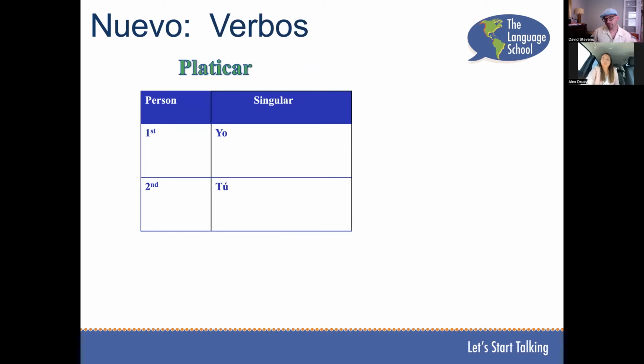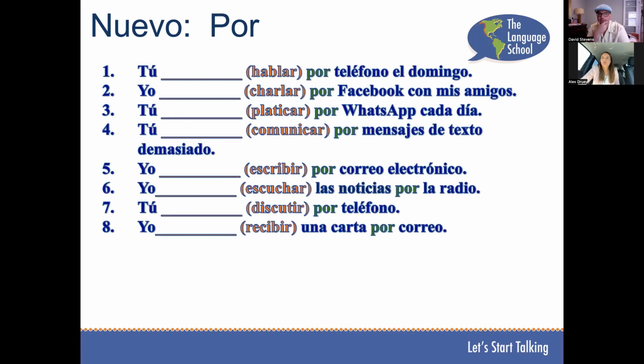Okay, so let's practice conjugating. So platicar means to chat. How do you say I chat? Yo platico. You chat. Tú platicas. Charlar also means to chat. Yo charlo. Tú charlas. Comunicar, yo comunico. Tú comunicas. Escuchar, yo escucho. Tú escuchas. Okay.